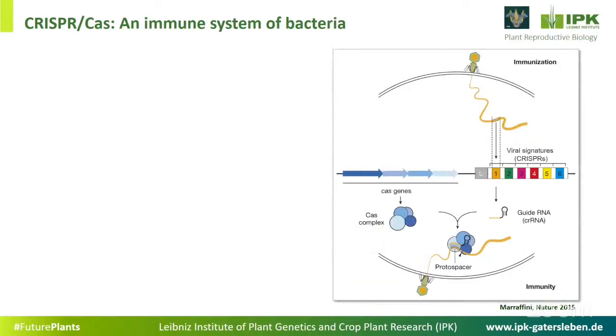So to explain where this biological principle comes from, we have to go back to bacteria. Actually, the system evolved in bacteria to combat foreign DNA, mostly in the form of bacteriophages, which are viruses. And what you see here is a bacterial cell. The cell is attacked by a bacteriophage, and this bacteriophage releases its DNA into the cell.